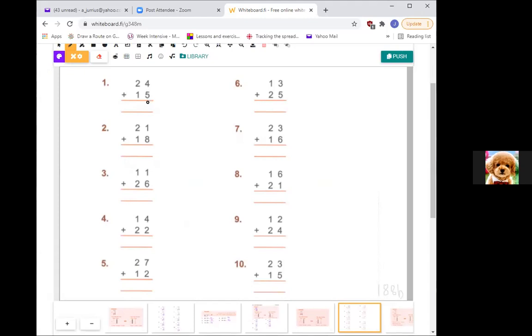What's 4 plus 5? 4 plus 5 equals 9. Good. And then 2 plus 1? 2 plus 1 is 3, right? So it's 39. Does that make sense, Evan? You added the ones column, and then you added the tens column. Very nicely done. Selena, can you do number 2, please?